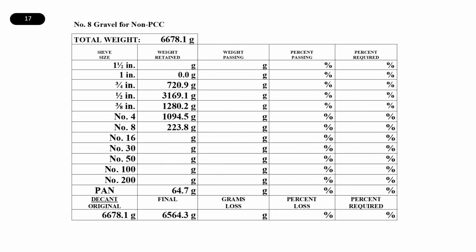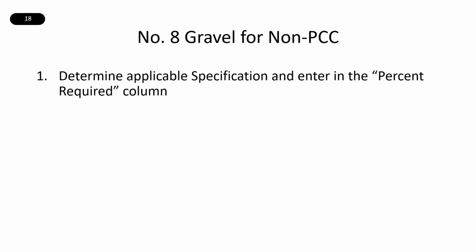This is a full view of the worksheet showing the dry weight of the sample, 6678.1, and the weights retained on each of the sieves. The next step is to determine the applicable specification and to enter it in the percent required column. You can just follow along here. Your in-class handout does not include the specification column.